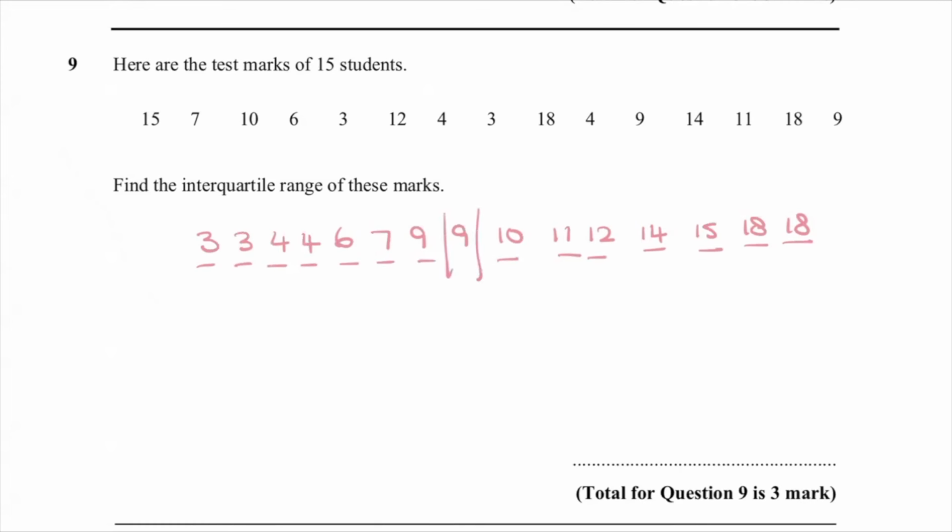Okay, that is my median. Now I'm going to cross off, because if I find the middle of this 50%, I will find my quartile. So the range would be 14 take 4, which is 10.